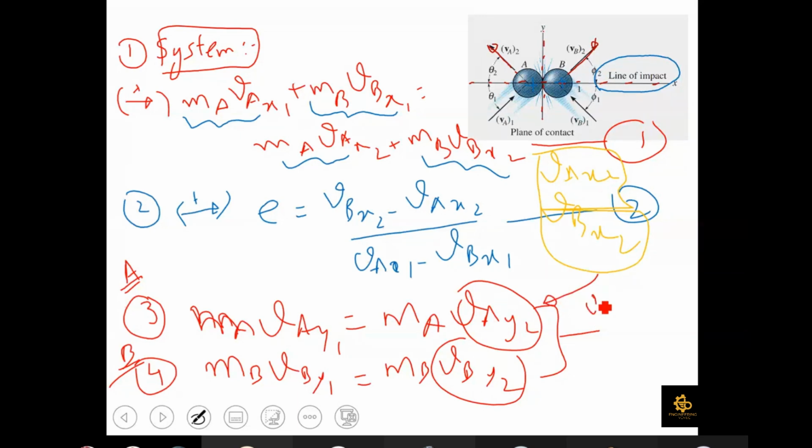Now you can find out VA2, which is equal to VAX2 square plus VAY2 square whole under root. Similarly, you can find VB2 to be equal to VBX2 square plus VBY2 square whole under root. इससे आपको इन दोनों final velocities के magnitude मिल जाएंगे. जहां तक ताल्लुक theta 2 और phi 2 का है, can you determine now theta 2 and phi 2?